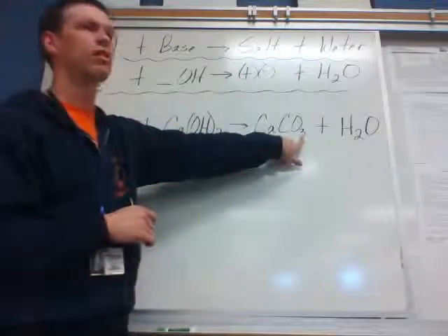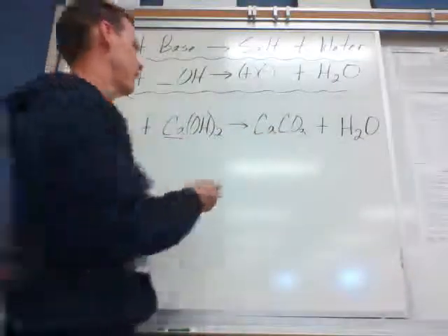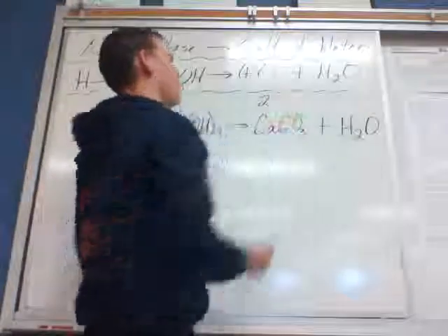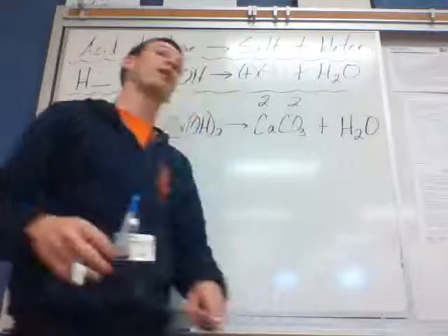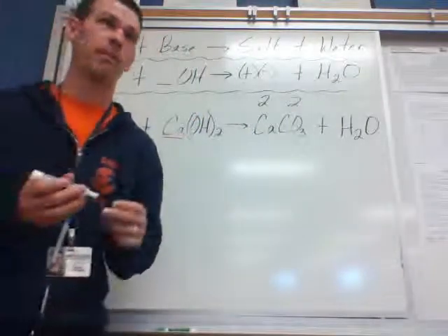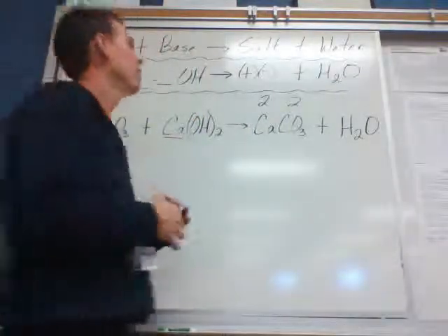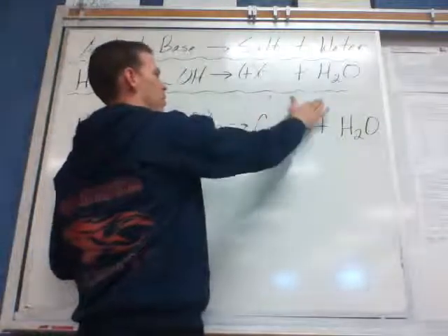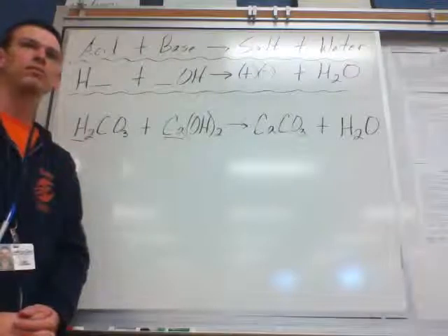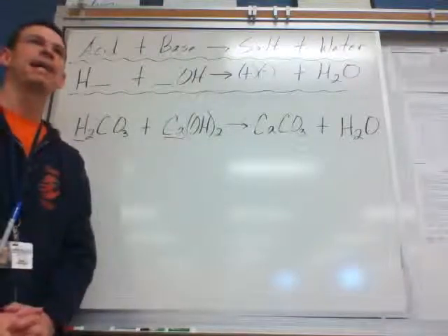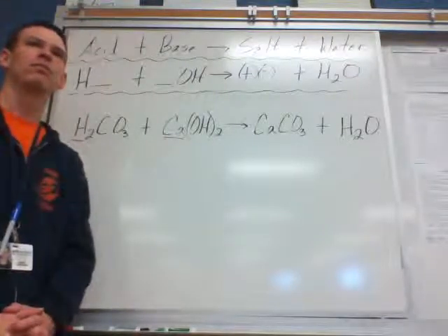But don't forget to check your salt. Calcium's predicted charge is +2. Carbonate's predicted charge is -2. And even if you forgot to check your salt on this example, you would have still gotten it right, because when they're the same number, we don't crisscross. Anybody get a different answer?